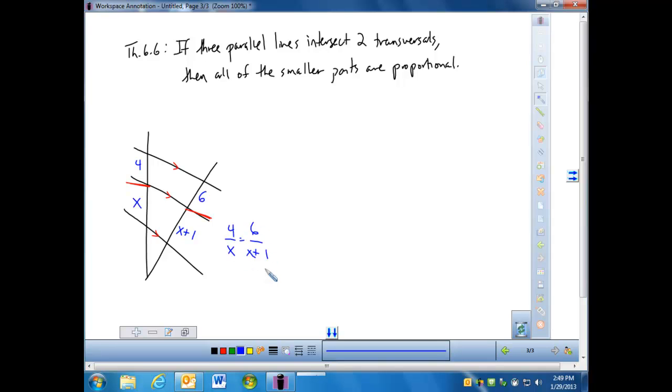So we do that, cross multiply again. Make sure you distribute your 4 through like you're supposed to. And when you solve that, you get x equals 2.